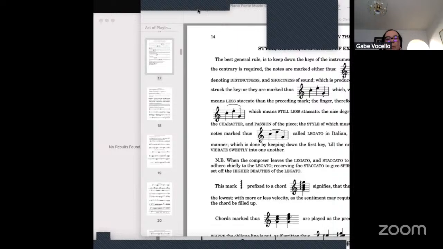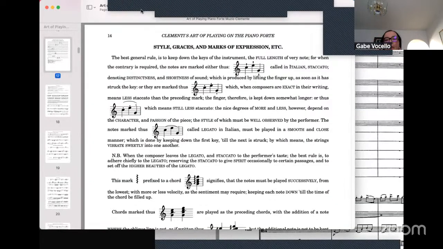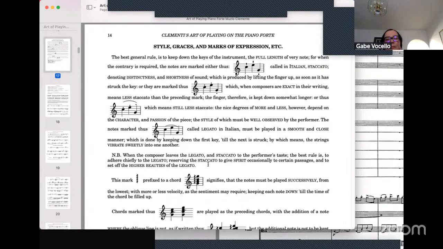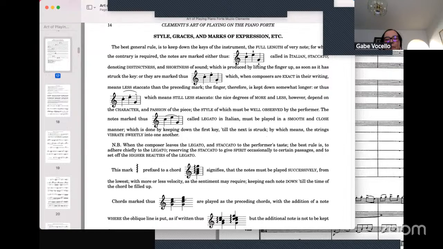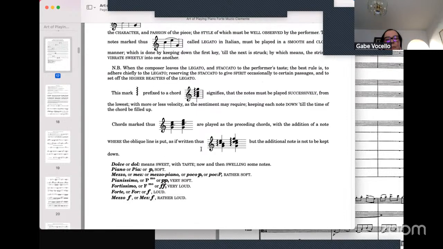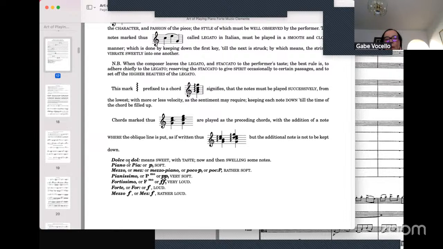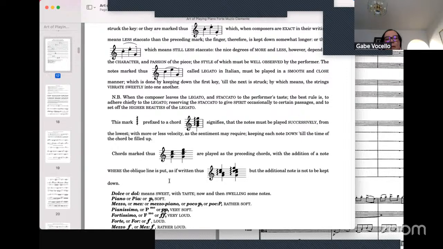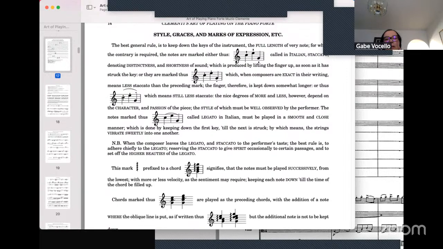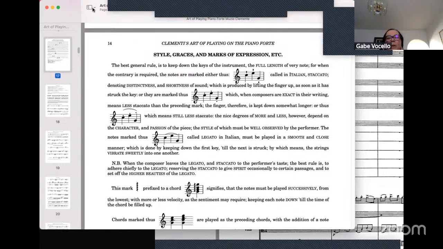In The Art of Playing Piano by Muzio Clementi, you have here those articulations. On the preview page 17, this is the arpeggiato. It starts with dolce, which means sweet, soft. Piano, pianissimo, mezzo forte. See all this. The staccato with the slur is called the staccato dolce or dolce staccato.